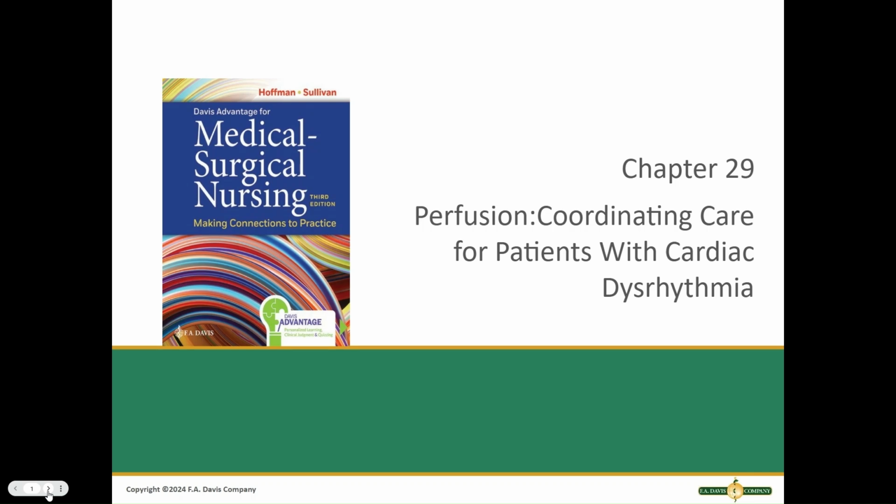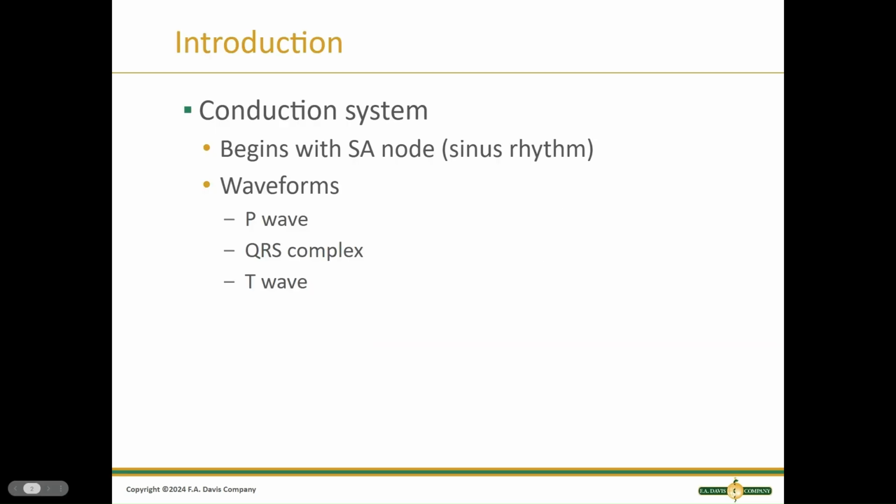Hi, today we're going to talk about our exemplar of perfusion with coordinating care for patients with cardiac dysrhythmias. First, let's just do a little overview about our cardiac system. So we know we have a conduction system that begins within that SA node and produces that electrical activity that causes our muscular contractions in the heart, which produces our waveforms. Within our waveform, we have a P wave, a QRS complex, and a T wave that we will recognize.